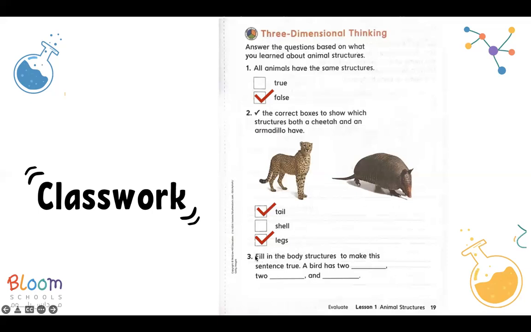The last question says, fill in the body structures to make this sentence true. A bird has two of what, and two of what, and blank. So we can say a bird has two wings, two legs, and feathers. Again, you can pause the screen and answer the questions.